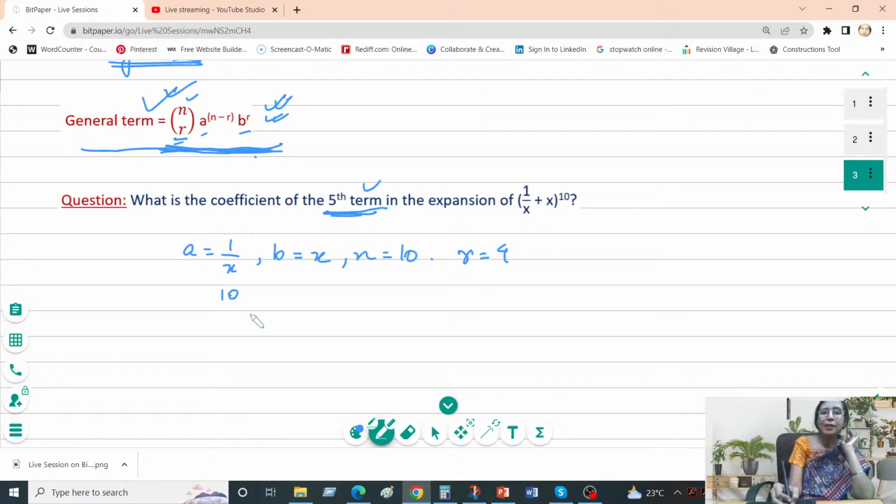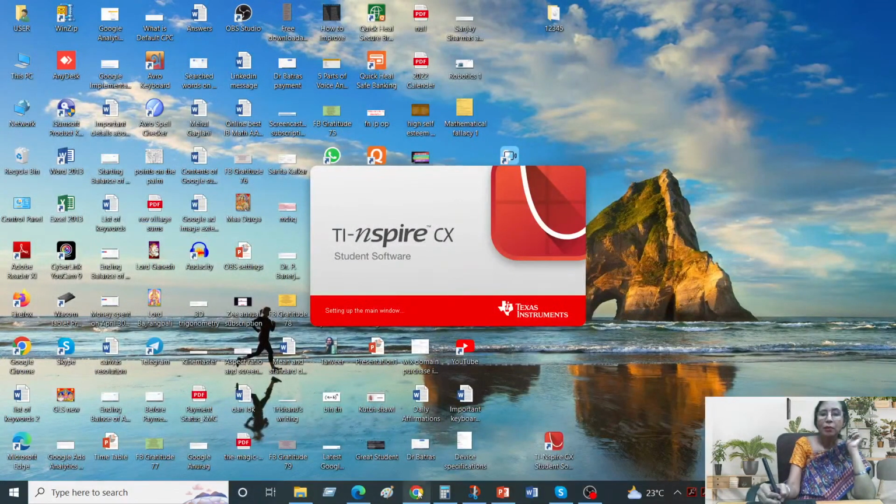So n is equal to 10. It is 10Cr, 10C4. a is 1 over x to the power of n minus r. So it is 10 minus 4. And of course, they are connected by this implied multiplication sign. And b is equal to x. So x to the power of r, or x to the power of 4.